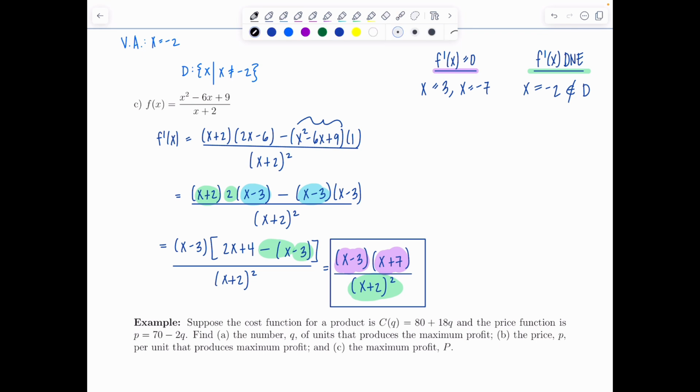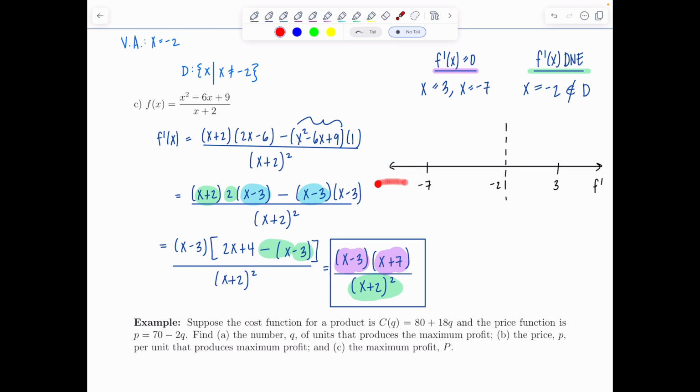But I do need to put it on the number line. If you'll remember from the last lesson, we did one where it came up. So here's f prime. I'm going to put a little dashed vertical line to remind me that at negative 2, we've got a vertical asymptote. And then put the other critical numbers in their appropriate places, negative 7 and 3. Okay, and then let's pick something to test this interval, like x equals negative 8 would be good.